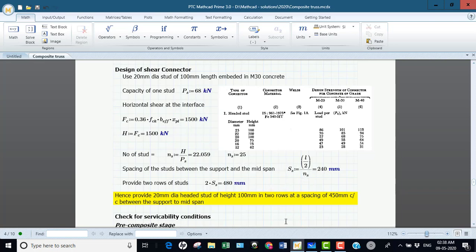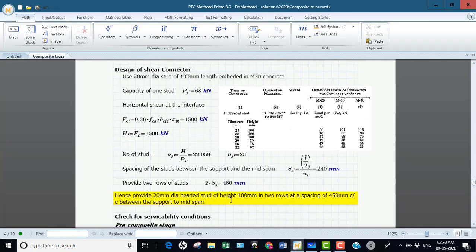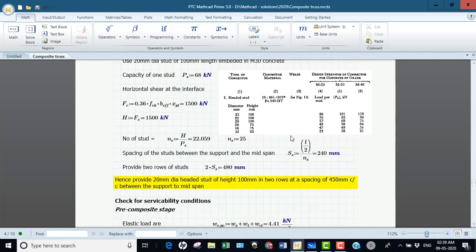Since I am using two angles at a distance apart, I have to place a stud here as well as a stud here. Therefore, I am placing the studs in 2 rows, and the spacing becomes 480 mm. Here, I am deciding to provide a 20 mm diameter headed stud of height 100 mm in 2 rows at a spacing of 450 mm to satisfy the horizontal shear criteria.